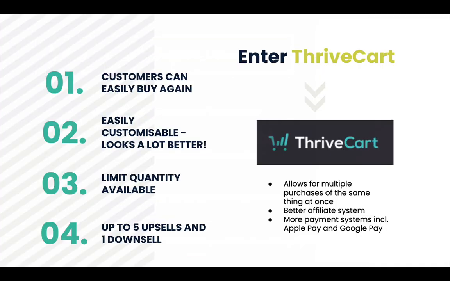So enter ThriveCart. Customers can easily buy again through ThriveCart. It's easily customizable and it looks a lot better, which will certainly help your conversion rates. You can limit the quantity available and you can have up to 5 upsells and a downsell. It also allows for multiple purchases of the same thing at once, which is not very helpful for anything people do in Kajabi most of the time, but I just wanted to put it out there. They also have a better affiliate system, and you can offer more payment systems, including Apple Pay and Google Pay, whereas with Kajabi, you're limited to offering PayPal and Stripe.